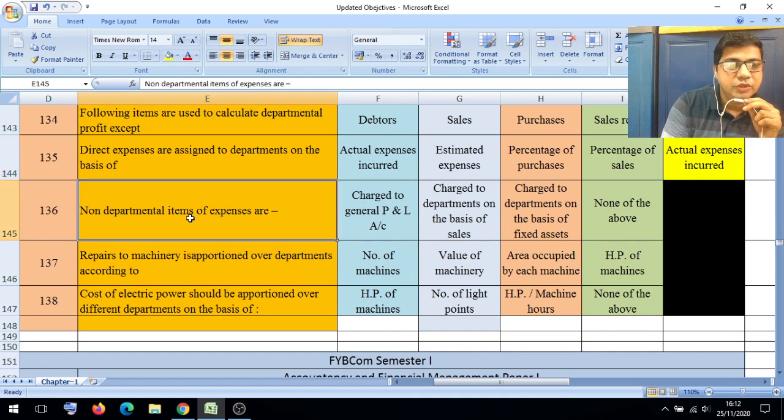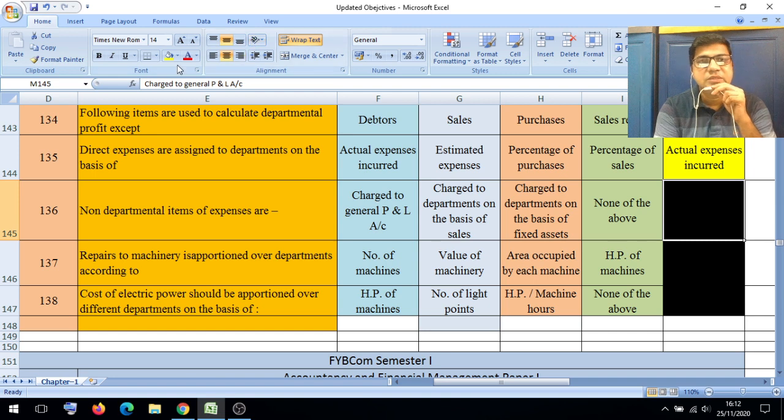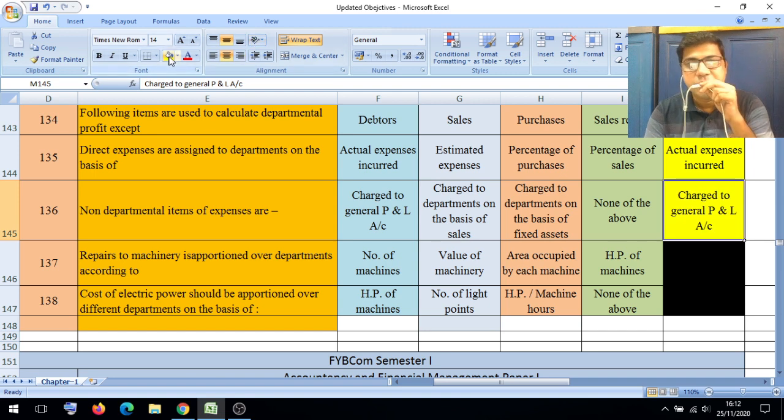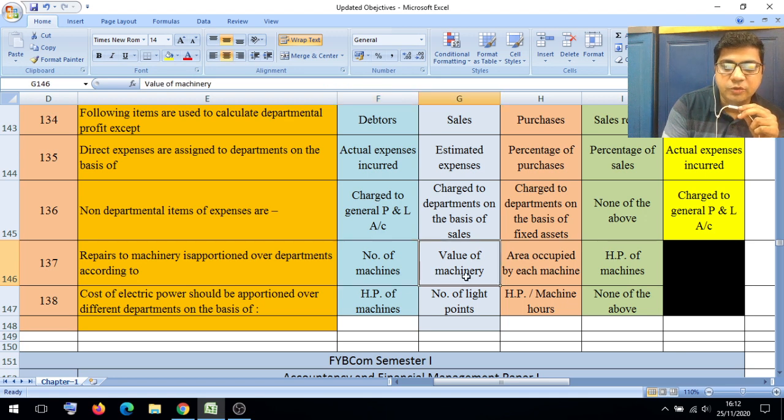Now, non-departmental items of expenses are: charge to general profit and loss account, charge to department on the basis of sales, charge to department on the basis of fixed assets, and none of the above. Answer is charge to general profit and loss account. Repair to machinery is apportioned over department accounts on the basis of number of machines, value of machinery, area occupied by each machine, hire purchase of the machines. Answer is value of machinery.